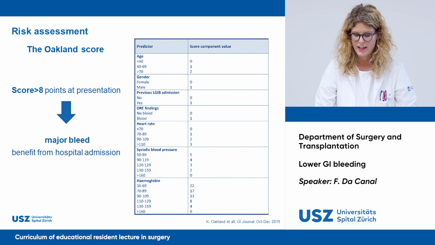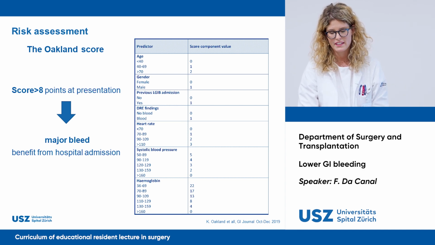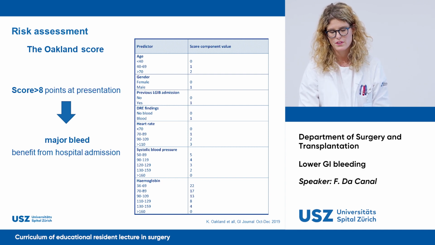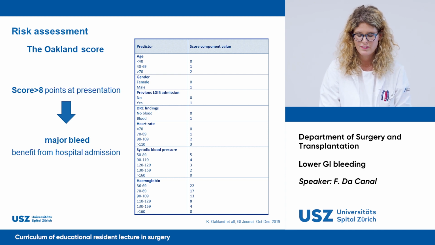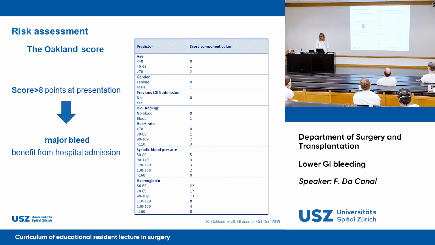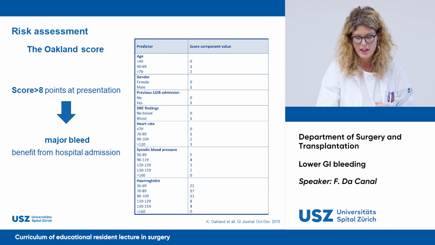To better classify a stable lower GI bleeding in order to understand the need for hospitalization, a risk assessment tool called the Auckland score can be used. The Auckland score classifies stable bleeds as major and minor. It comprises 7 variables that are routinely measured during initial clinical assessment, such as age, gender, previous hospital admission with lower GI bleeding, digital rectal examination findings, heart rate, systolic blood pressure, and hemoglobin value.